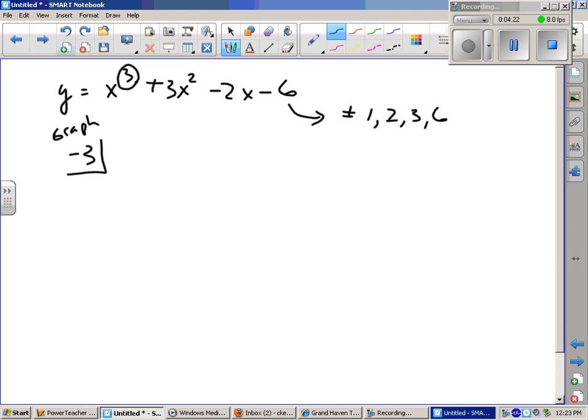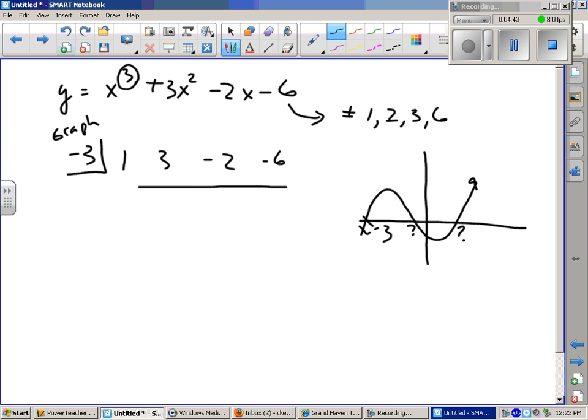So what we're going to do is the synthetic division box with the one that we know does work. So let's pretend that this graph looks like this, and this is at negative 3, but we don't really know what that one is or what that one is. So we're going to use our negative 3 in the box. And we're going to do 1, 3, negative 2, negative 6. Bring down the 1, that's negative 3, 0, 0, negative 2, 6. And it better come out to be 0 at the end, otherwise negative 3 is not a zero. It's not a factor. It doesn't go in evenly.